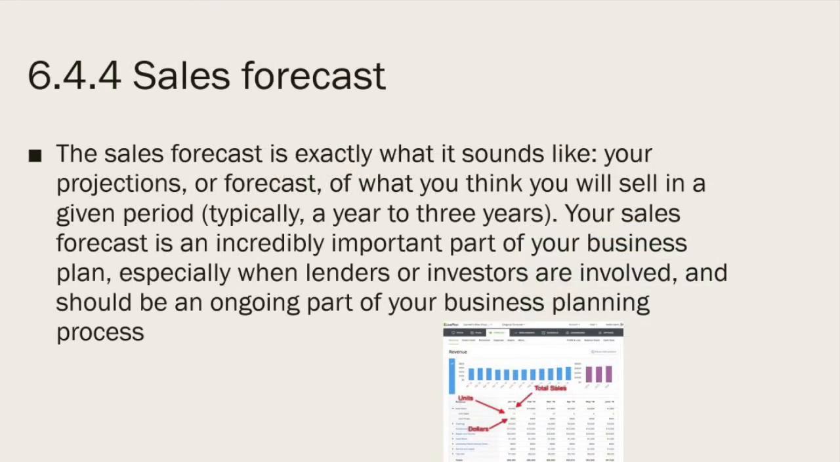Okay, sales forecast. The sales forecast is exactly what it sounds like. Your projection or your forecast of what you think you will sell in a given period, typically a year to three years. Your sales forecast is an incredibly important part of your business plan, especially when lenders or investors are involved, and it should be an ongoing part of your business planning process.